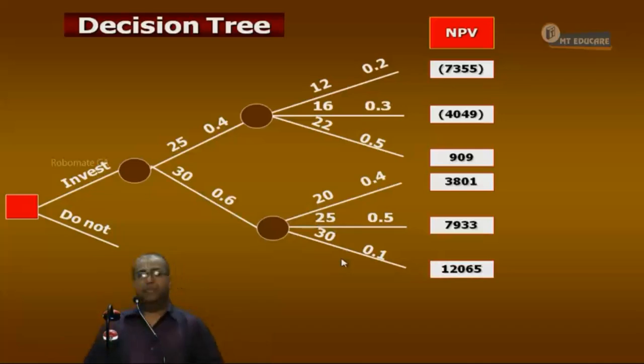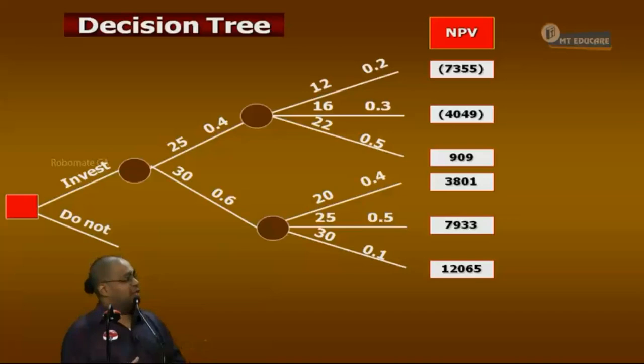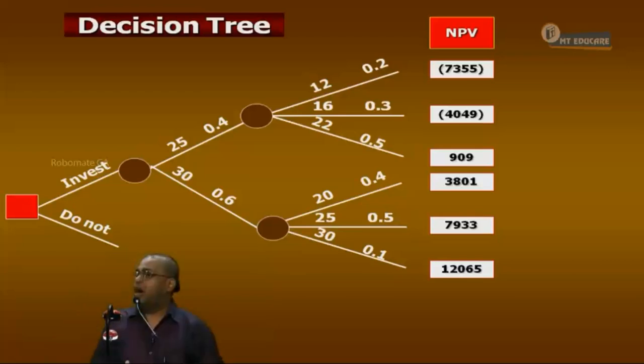That means there are 6 possible NPVs the project may give. Yes or no? Now, look at the 2 words used here: possible, may give. That means when something is possible and may happen, it should have a probability or not. Whenever we use the word possibility, may, etc., it always has a probability. Right or not? Now, for example, the 7355, 4049, for these events to happen, there should be a probability. Respond.